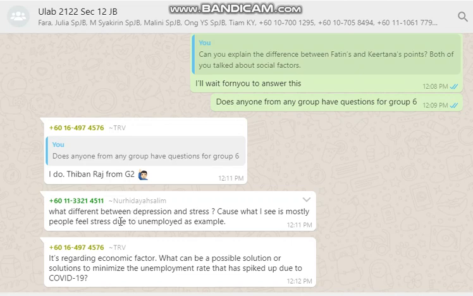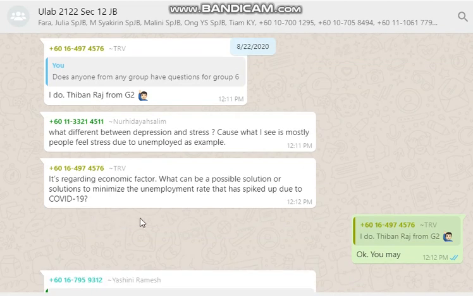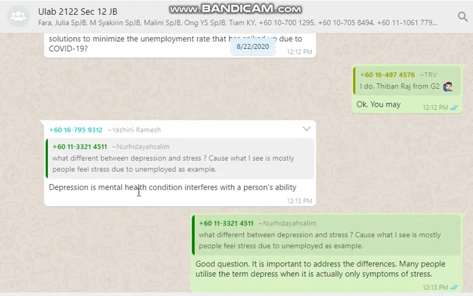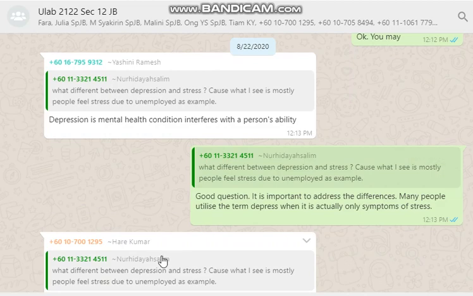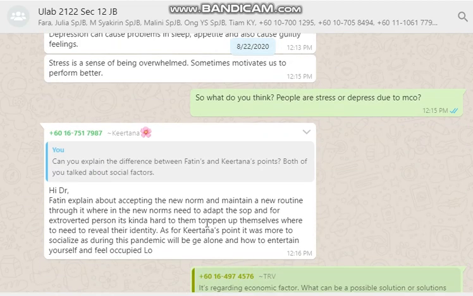The question was, what is the difference between depression and stress? Because what I see is mostly people are stressed due to unemployment. Okay, so that's the first question. The second question is from Tiban. It's regarding the economic factor. What can be a possible solution or solutions to minimize the unemployment rate that has spiked up due to COVID-19? Okay, so here's the answer from group 6. I said, good question. And then they continued answering.